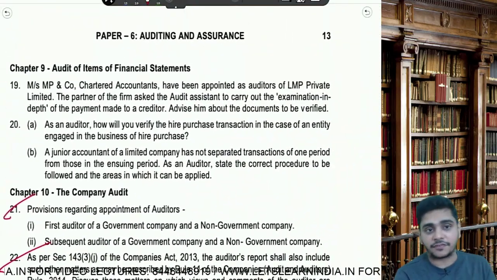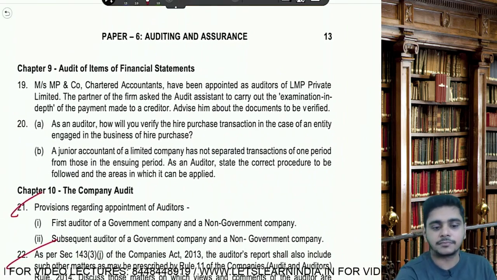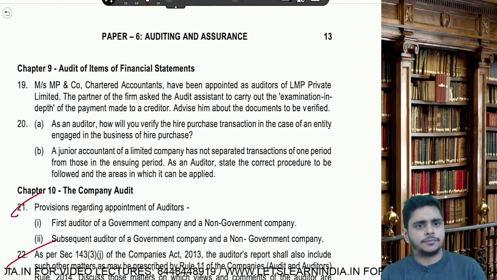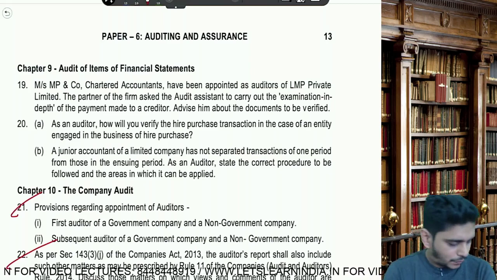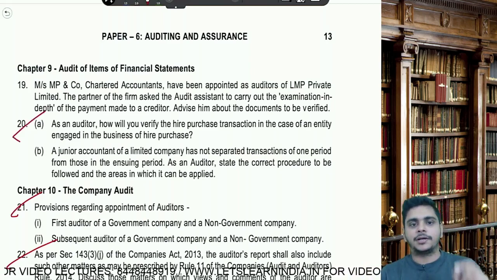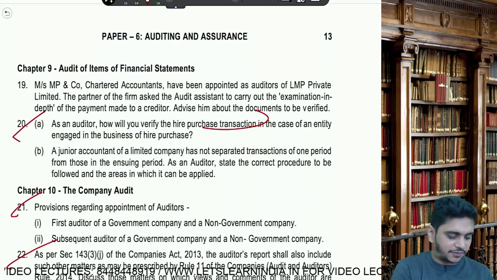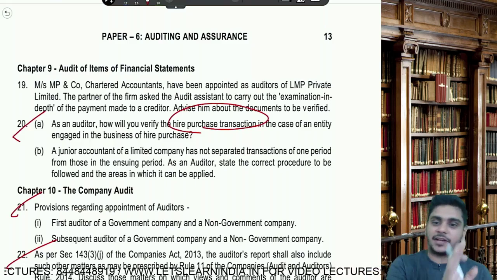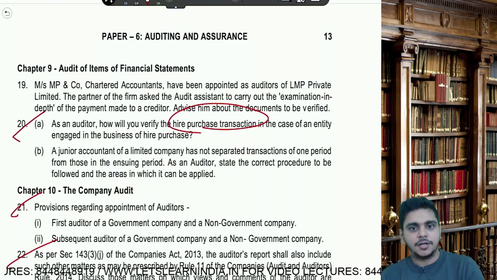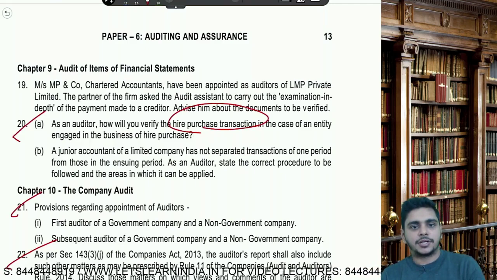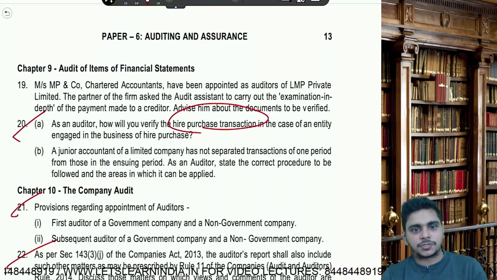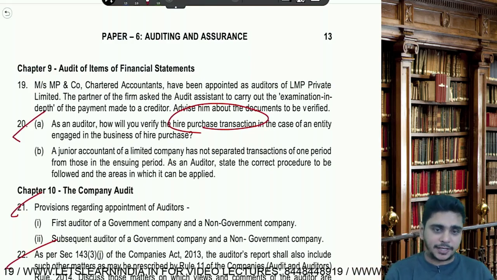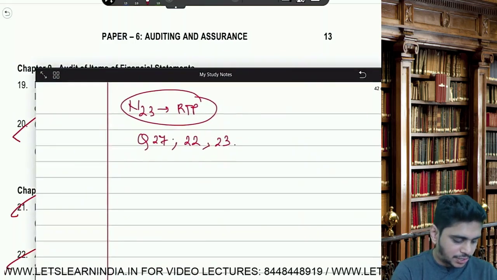Audit of items of FS. Question 19. Now, question number 20. How will you verify hire purchase transaction in case of an entity? If you remember, lease transaction, hire purchase transaction, the JCB example, same answer we have written in the notes. Same question, no change. Now, a junior accountant of a limited company has not separated transactions of one period from those in the ensuing period. Prior period items. State the correct procedure to be followed and the areas in which it can be applied. So 20B is a new question, a different question.